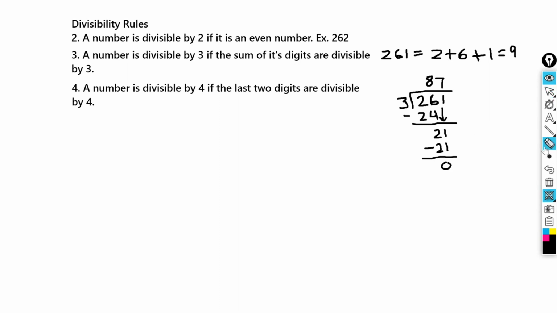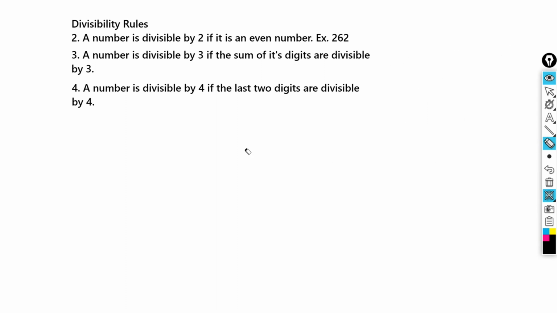Let me get rid of this stuff. A number is divisible by 4 if the last two digits of the number are divisible by 4. So for instance, 424 is divisible by 4. 124 is divisible by 4. 224, and so on. Let's try 224.